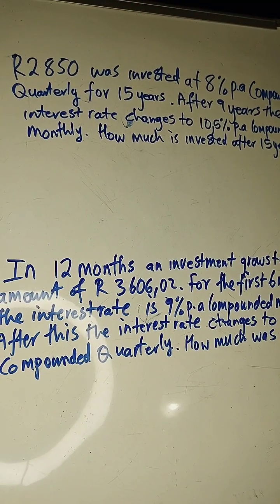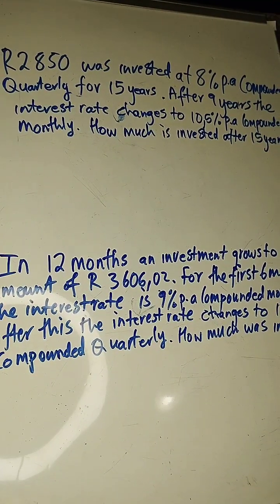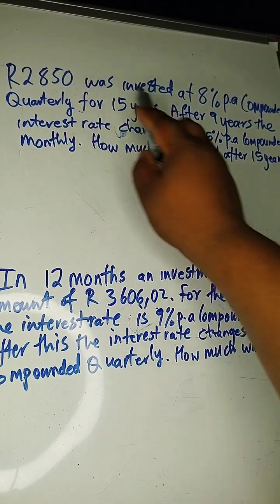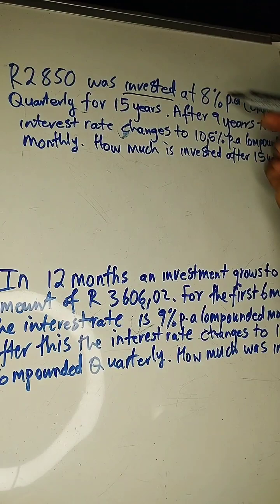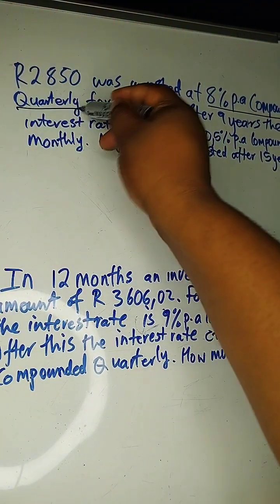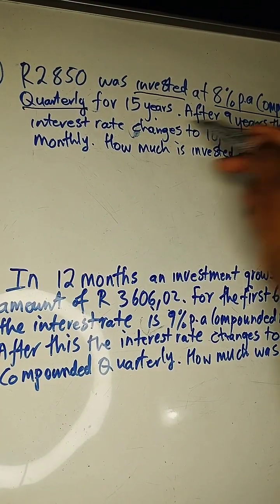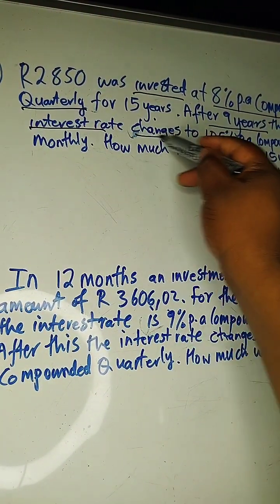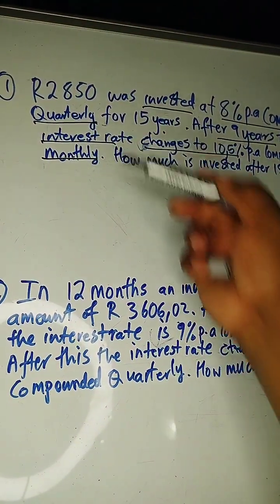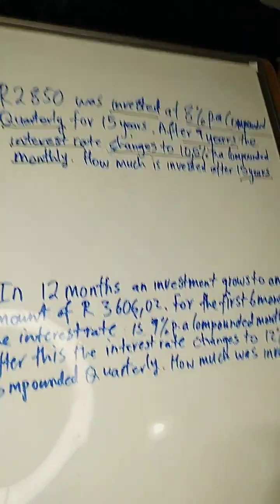Okay, now we have two problems. 2,850 was invested at 8% compounded quarterly for 15 years. After 9 years, the interest rate changes to 10.5% compounded monthly. How much was invested after 15 years?